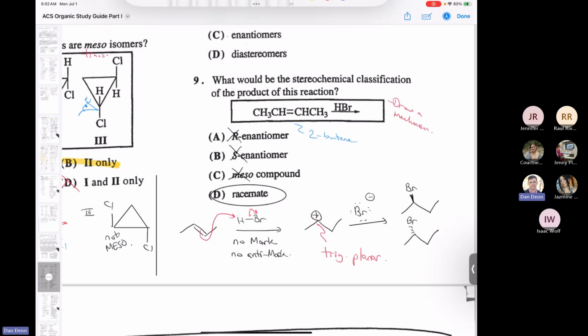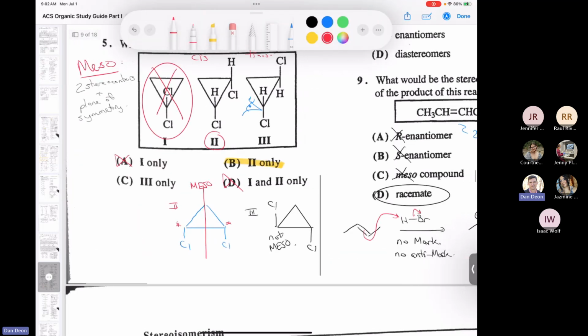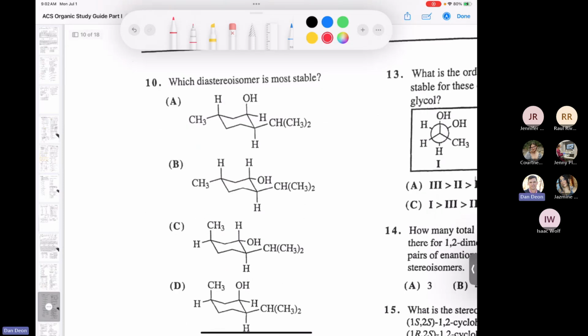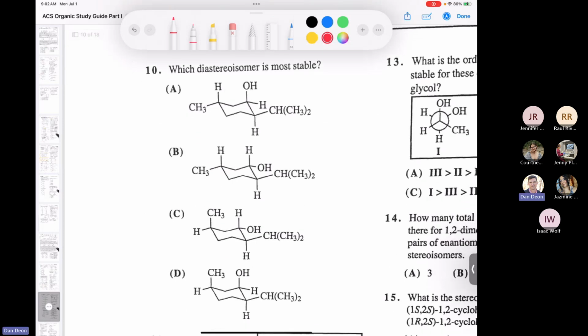Let's try number 10. Number 10 is a little more straightforward. Hey, could you guys answer this without any help from me? These are all diastereomers, okay? There's no arguing that. They all have one hydroxyl, one isopropyl and one methyl. Could anybody tell me which one of these would be the most stable one? And it's not a trick. There is no trick to this, just based off of what we learned. Is there one that looks more stable than the rest?